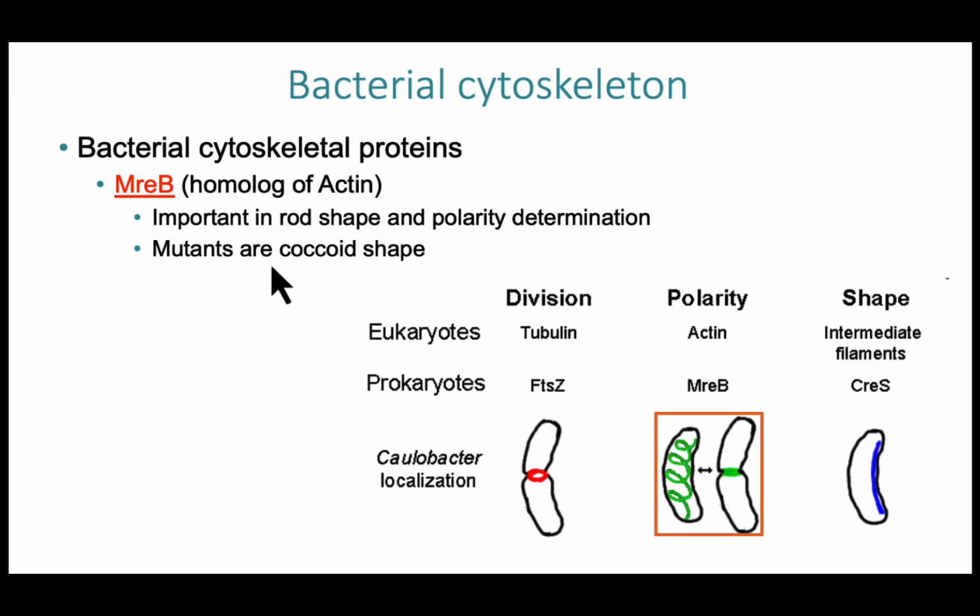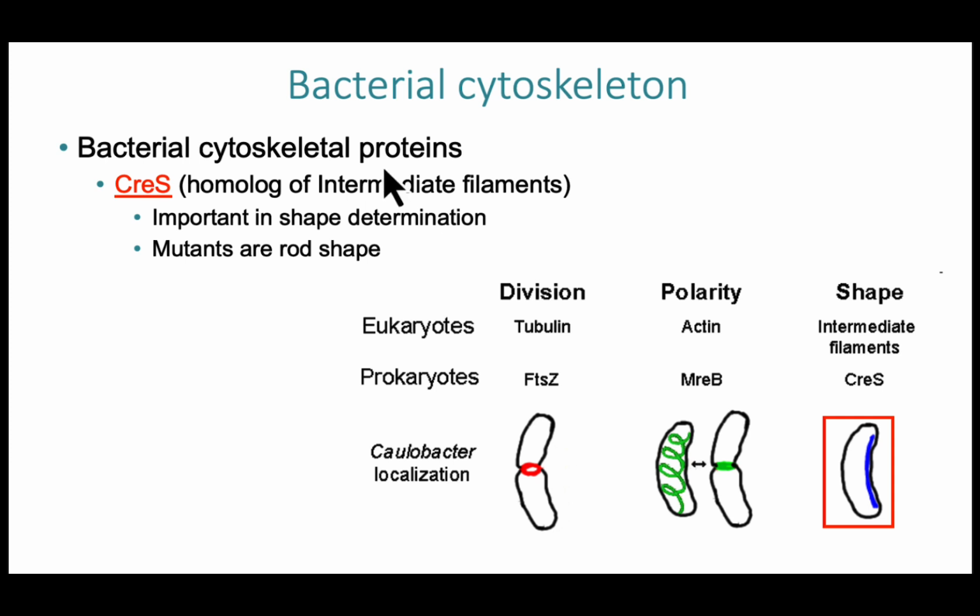If there are mutants in this protein, instead of, if it's a rod-shaped cell that's supposed to have this along the whole length of the cell, mutants are round. They don't hold their cell shape appropriately.